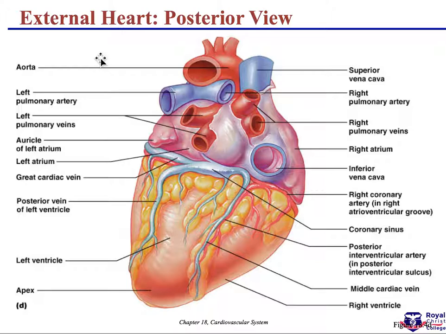And you have what's known as the great cardiac vein over here, the big one, and then you have the coronary sinus, which is this bulging part here. You have the branch that's coming off it, which is known as the posterior vein of the left ventricle. You have the middle cardiac vein right here, as well as the posterior interventricular artery. So you have the anterior interventricular artery as well as the posterior.